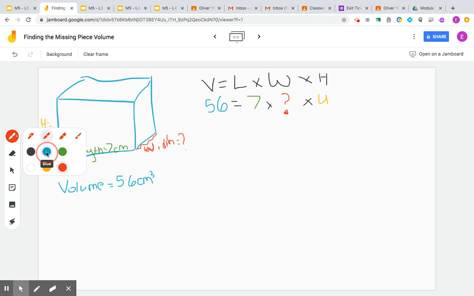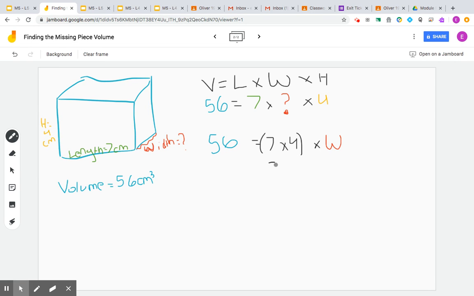However, I don't want to divide twice. Dividing is not my favorite thing. So I'm actually going to first multiply my length times my height, because then it's going to leave me with just my unknown, which is my width. Okay, so let's multiply. 4 times 7 is 28. So I know we have 28 times whatever my width is going to get me 56.